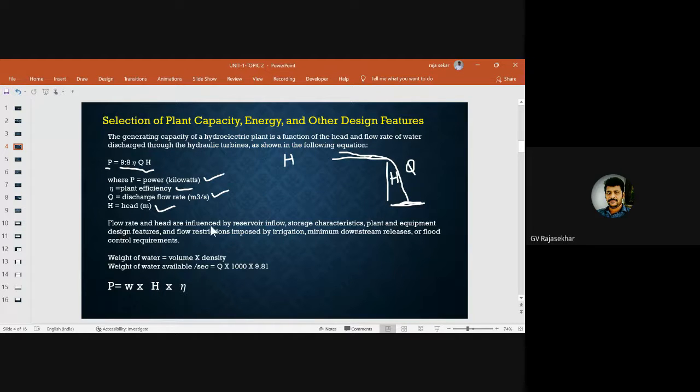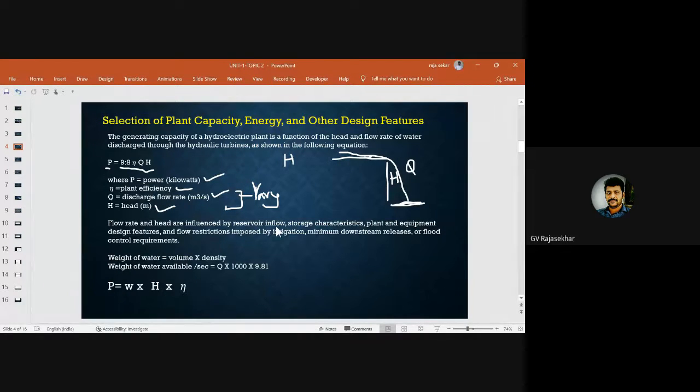The flow rate and head are influenced by the reservoir inflow, storage characteristics, and plant and equipment design features, and by the flow restrictions imposed by irrigation, minimum downstream releases, or flood control requirements. So this Q and H are not fixed for a hydropower plant. They will be varying. Why are they varying? They are varying because of the variation of H and flow rate due to plant equipment design.